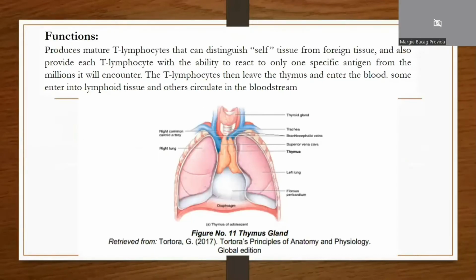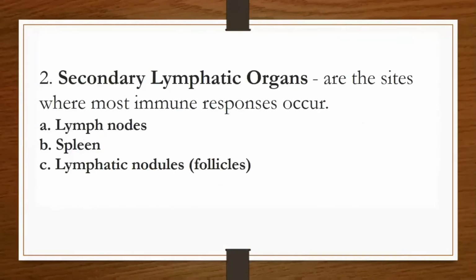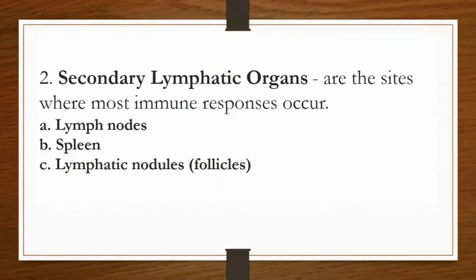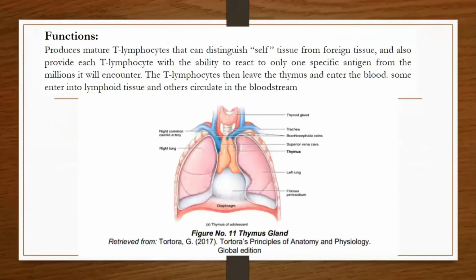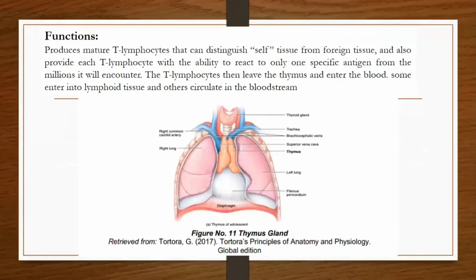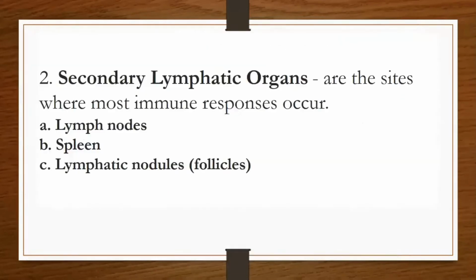The function of the thymus is to produce mature T lymphocytes that can distinguish self-tissue from foreign tissue, and also provide each T lymphocyte with the ability to react to one specific antigen out of the millions it will encounter. The T lymphocytes leave the thymus and enter the blood. Some enter into the lymphoid tissue and others circulate in the bloodstream.